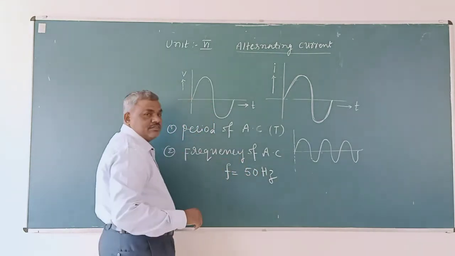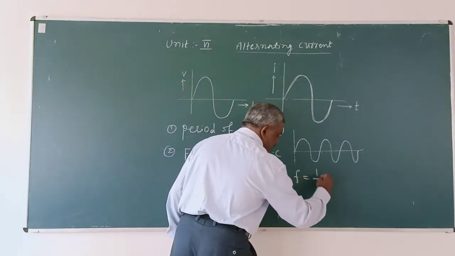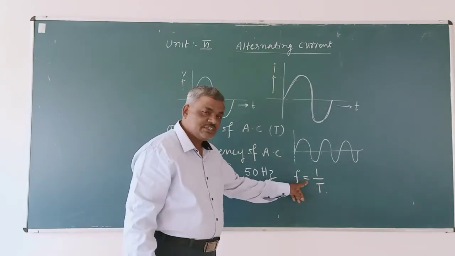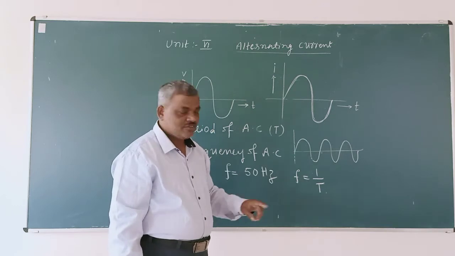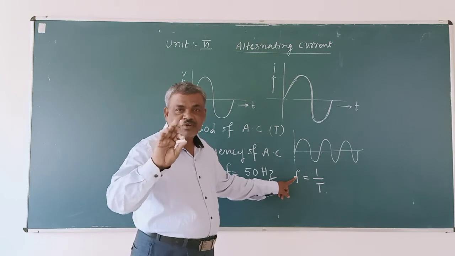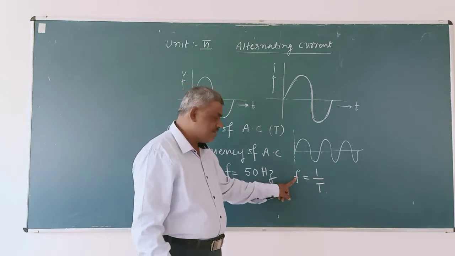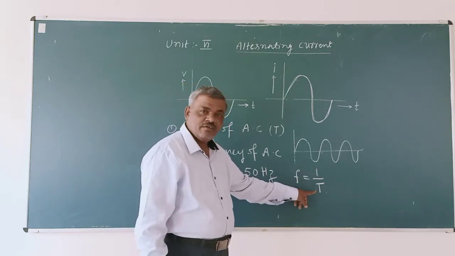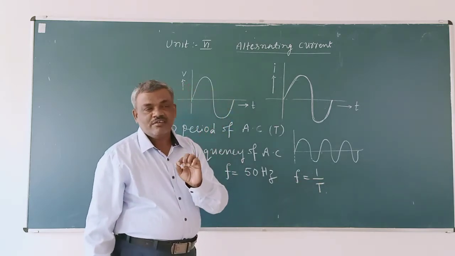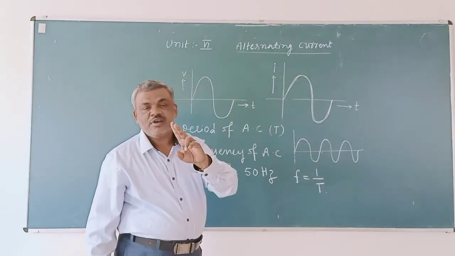F equals 50 Hertz. And one more formula, the frequency F equals 1 by T. Here, how are frequency and period related? Inversely proportional. So the mathematical formula: frequency, symbol small f, not capital F, and do not mention any other symbol. F equals 1 by T, where capital T is the period of AC, the time taken to complete one cycle.